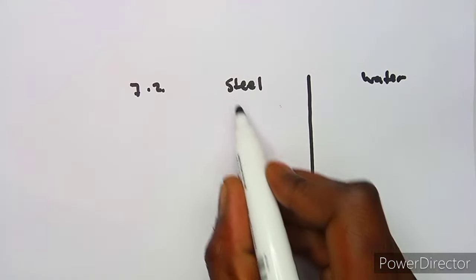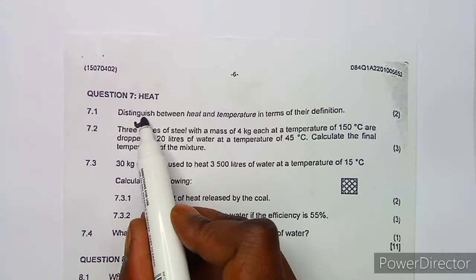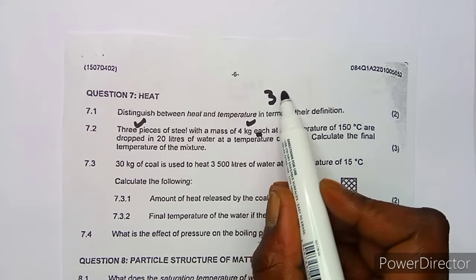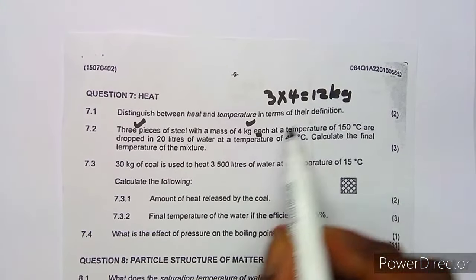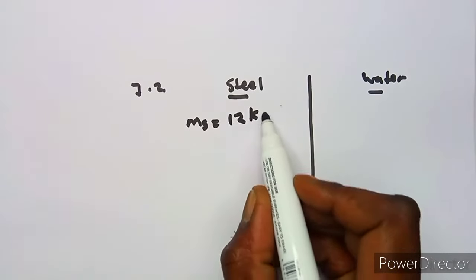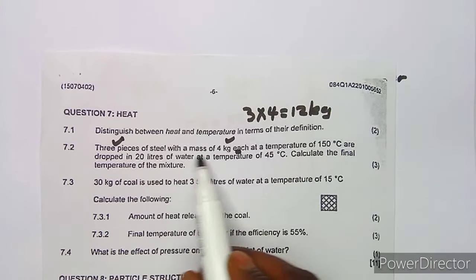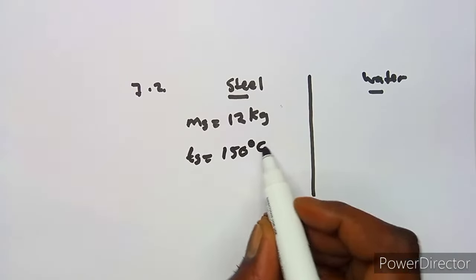So these two, we need to list their information. So take note, they are 3 pieces and each has a mass of 4 kg. So each, which means all of these 3 you are going to multiply, which is 12 kgs. So that's your mass, because each means 1. So if there are 3, you multiply. So your mass of steel is 12 kgs in this case. Then the temperature, this is the initial temperature for the steel, which is 150 degrees Celsius.